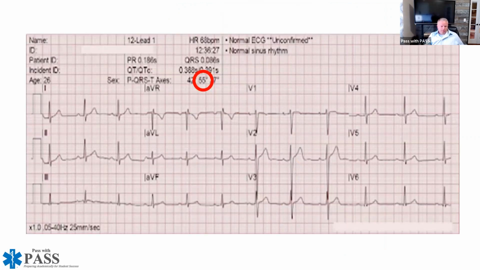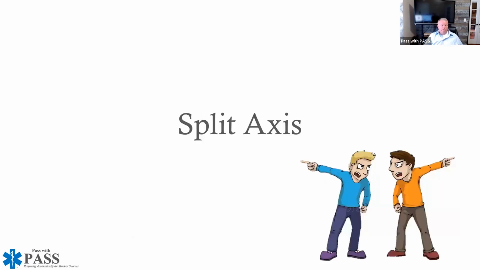55 degrees here. I want to ask you guys, where do you think the 55 falls in? If I'm at 55 degrees, am I going to have a left axis? Is it a right, an extreme right, or is it a pathological left? 55 degrees is going to fall within that -30 to +90. So I know that this is going to be a normal EKG as far as axis deviation is concerned. Not a whole lot to worry about here. So what if we have a split axis?